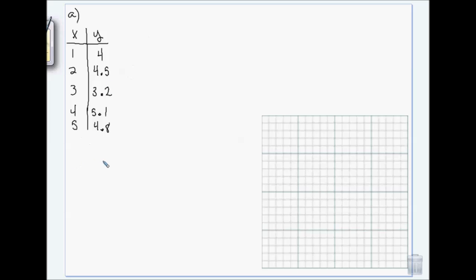B is asking me to determine the domain and the range. This is my domain, right? All my X values. This is my range, all my Y values. Okay, so that's B.